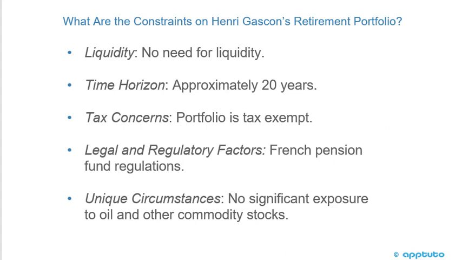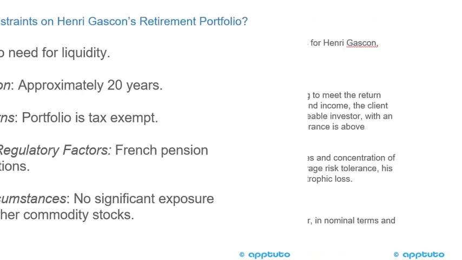So let us now go through the constraints analysis. Liquidity: there's no real need for liquidity. He has a relatively high salary, which is meeting all his expenditures. Time horizon: again, approximately 20 years. Tax concerns: his retirement portfolio is exempt from tax. Legal and regulatory factors: it's just following the French pension fund regulations. Unique circumstances: no significant exposure to oil or other commodity stocks, because that's the basis of his principal income.